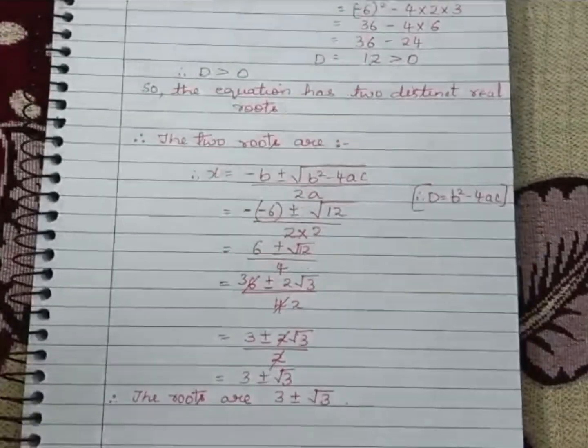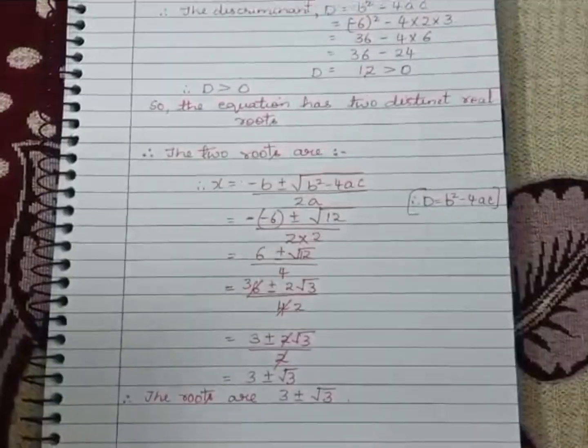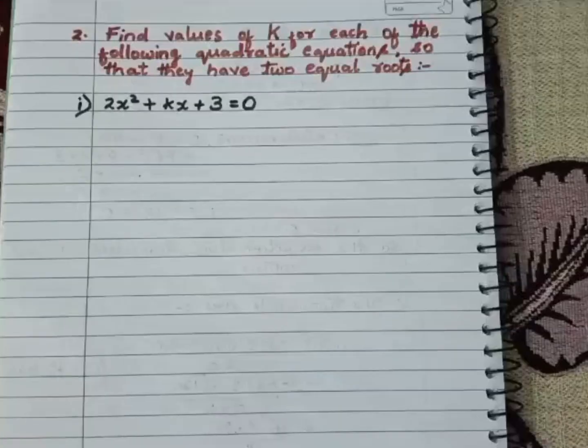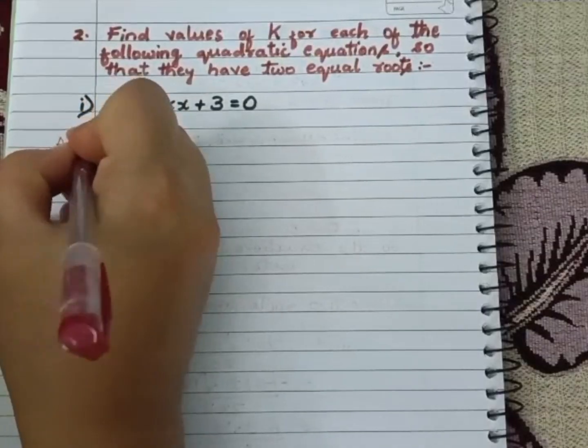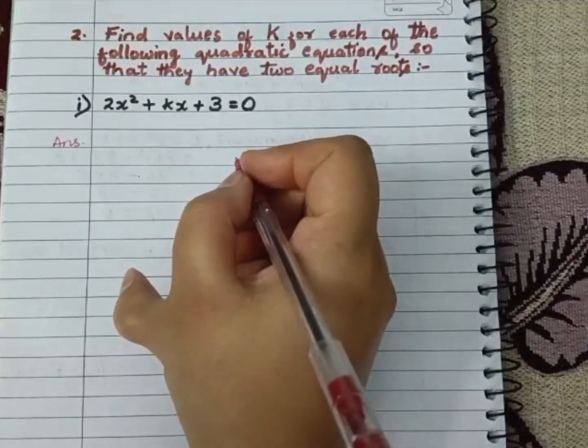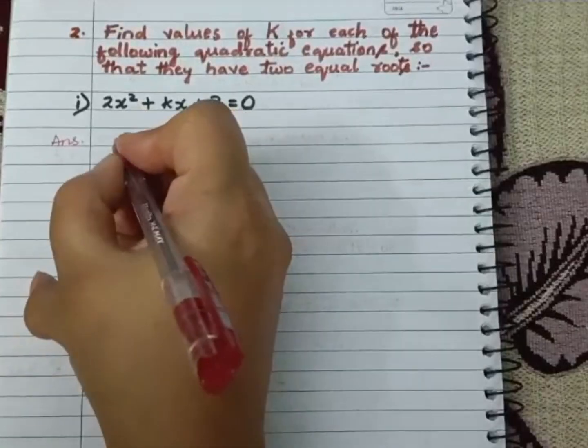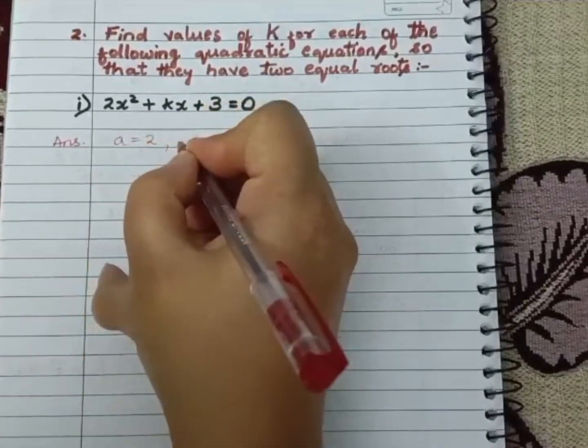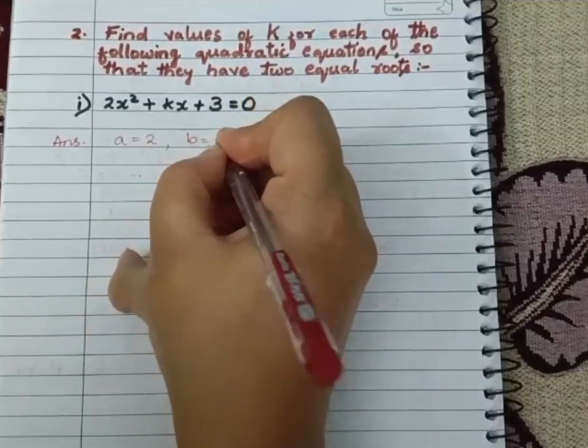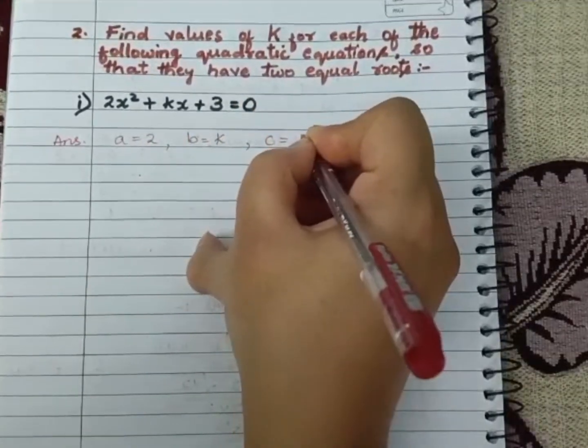Now let us go to the next question. Find the value of k for each of the following quadratic equations so that they have two equal roots. And the first question is 2x squared plus kx plus 3 is equal to 0. So answer is a is equal to 2, b is equal to k, c is equal to 3.